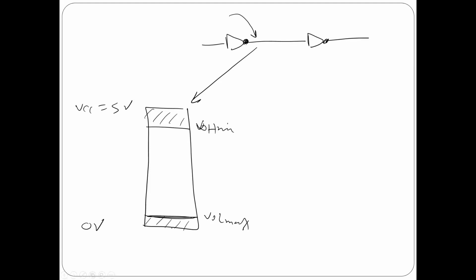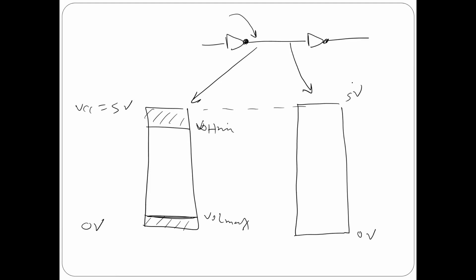So this is for the input here. For the input, we have here 0 volt, we have here 5 volt. But there is also something we call V input low maximum. Anything in this range is going to be interpreted as 0, logic 0 at the input.